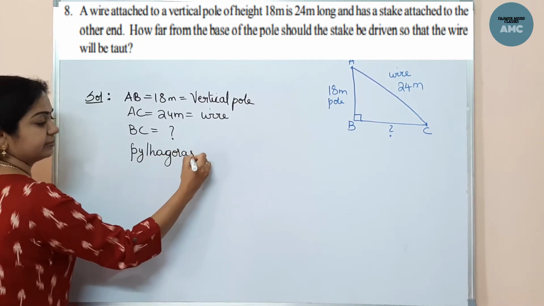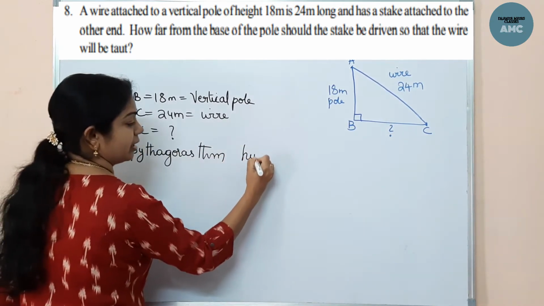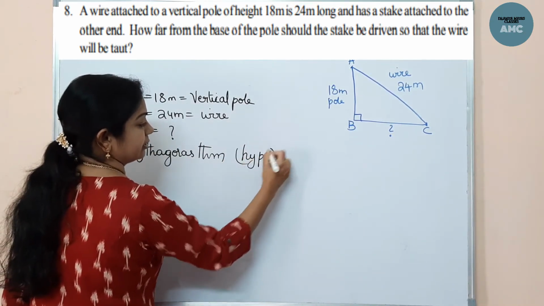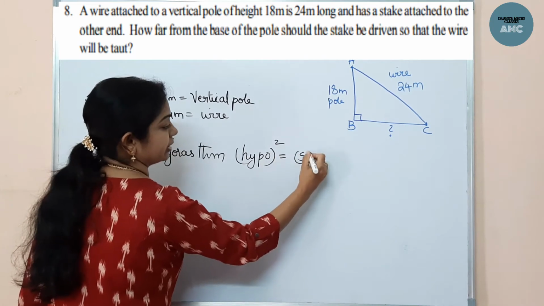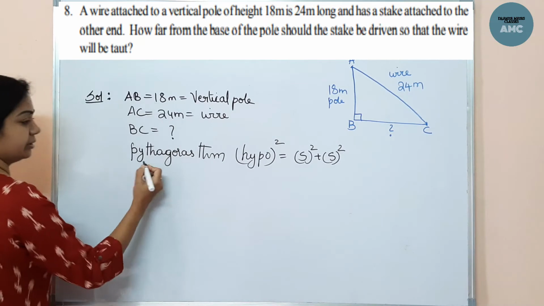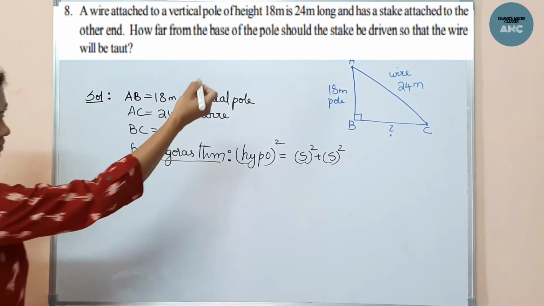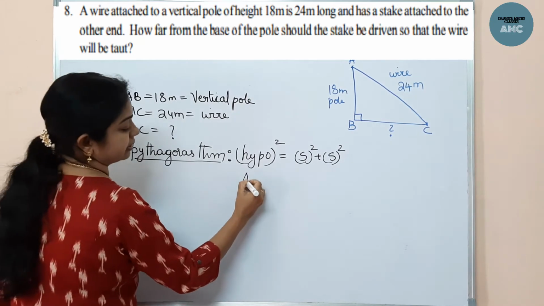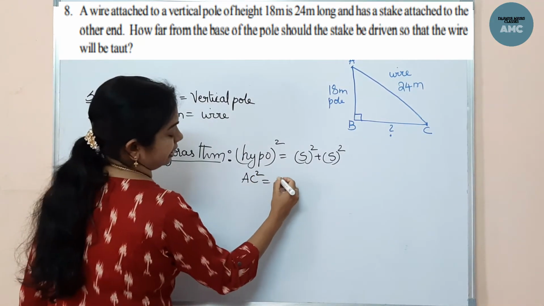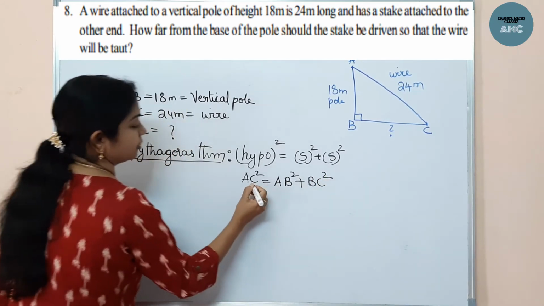Pythagoras theorem says that hypotenuse square is equal to side square plus side square. Okay, now here hypotenuse is AC. AC square is equal to AB square plus BC square. Now we'll substitute the known values.